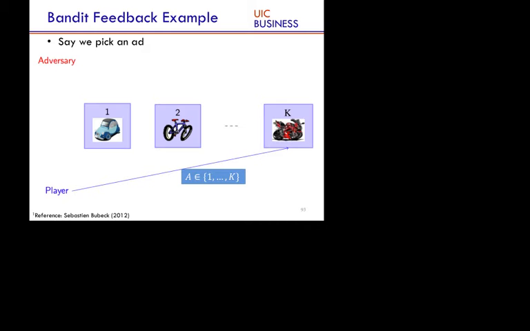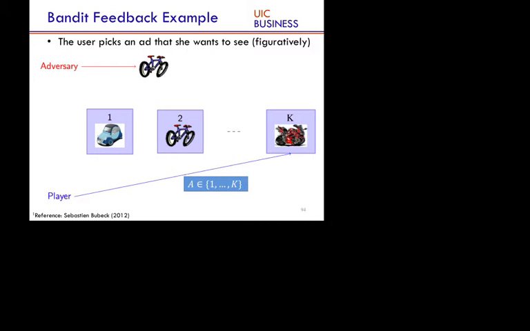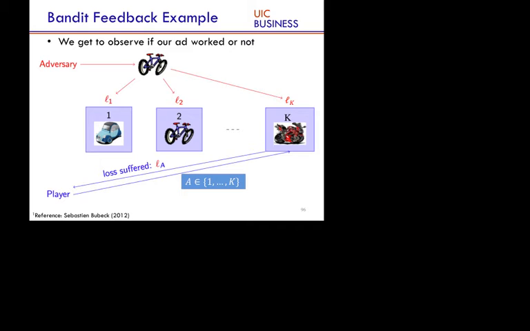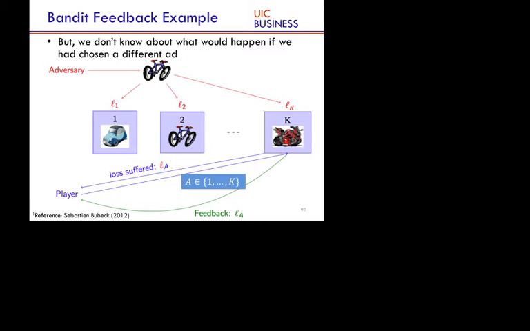Let's say we picked an ad for a motorbike, but the adversary wanted, let's say, a bicycle. In this setting, the adversary actually has the whole vector computed beforehand, but I only get to see the coordinate of the reward signal for the ad that I showed. This is the more realistic setting, the setting that we've been looking at from before. So the feedback is just the reward signal for the ad that we showed.